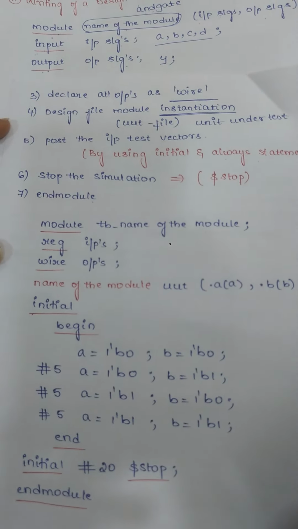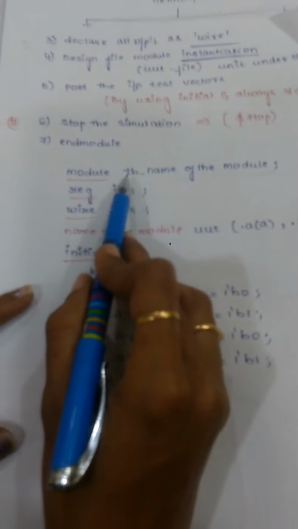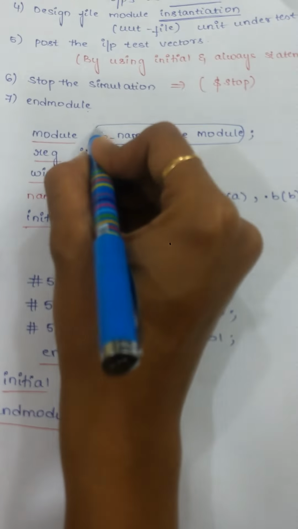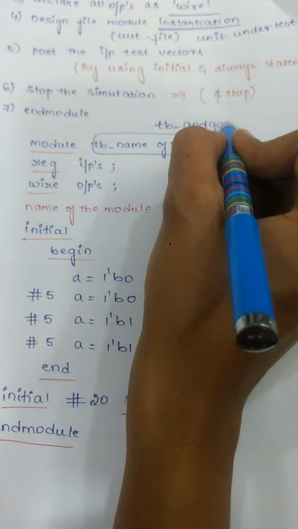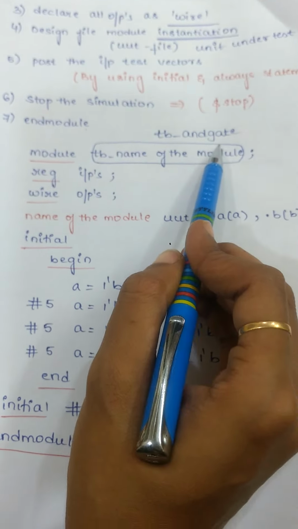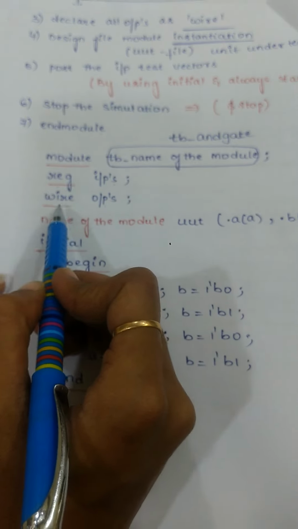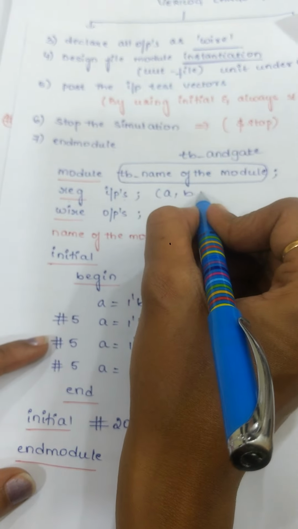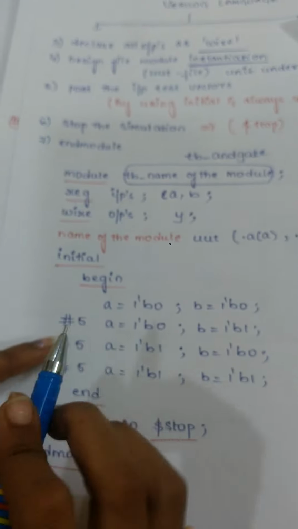Now we will see a sample test bench. Okay, module tb underscore name of the module, so in place of this I write tb underscore AND gate. Why? Because I created an AND gate program, right? Now all the inputs are to be represented as reg, and the output as wire. For my 2 input AND gate, a comma b will be the inputs, and y will be the output. Okay, now it is completed.